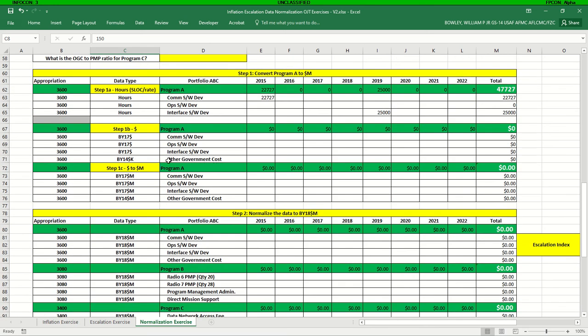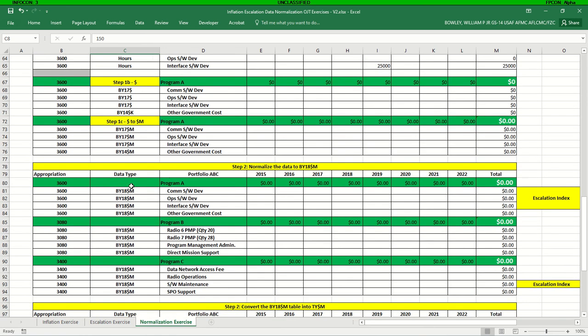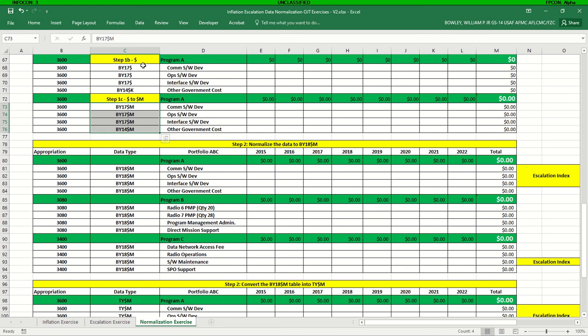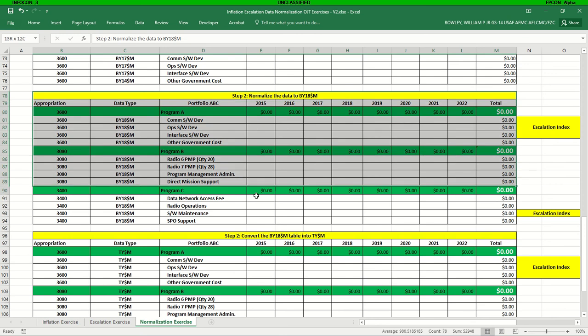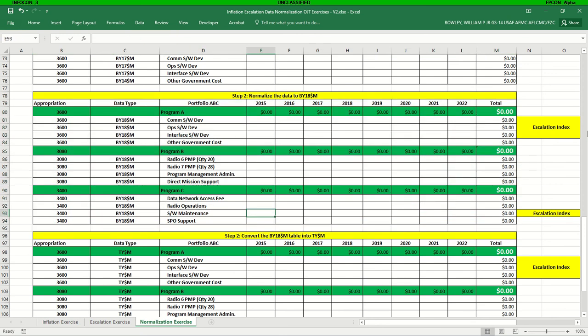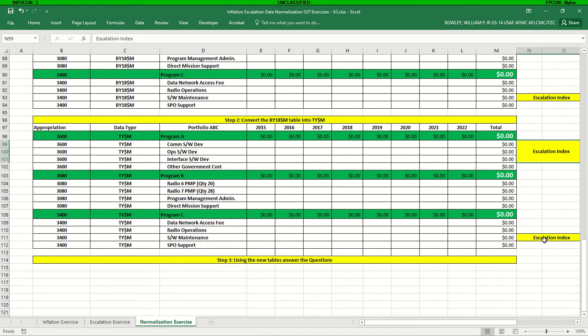And then we'll be able to continue normalizing this data for common values. Again, this is dollars. We want it in dollars millions. And then we can move on to normalizing to a common base year for all the programs. Important to note here, I have highlighted the elements, the rows, that are going to need to use the escalation index, just to help you get through the exercise timely.